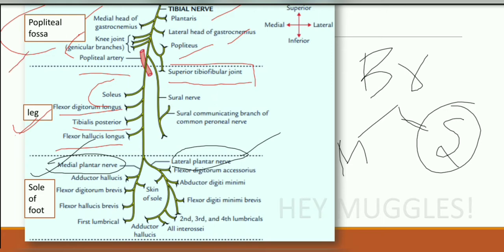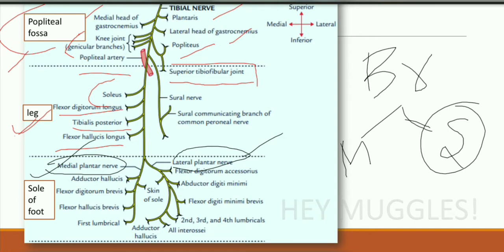It also gives a cutaneous branch, that is your sural nerve, right? The sural nerve is a sensory nerve in the calf region. Sura means calf, right? The calf is the posterior aspect of your leg.